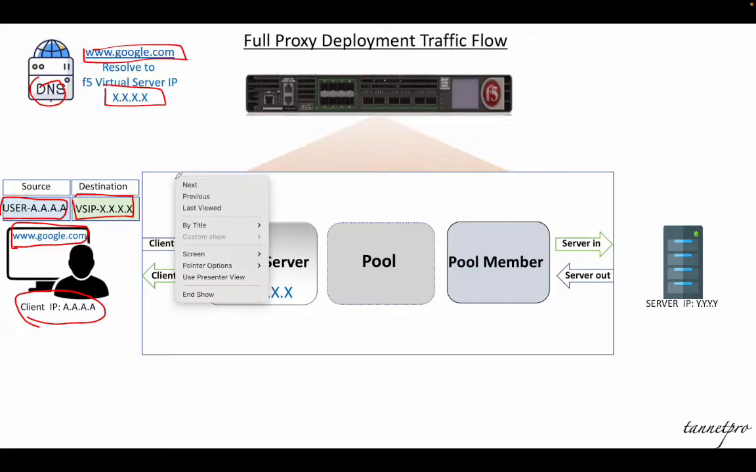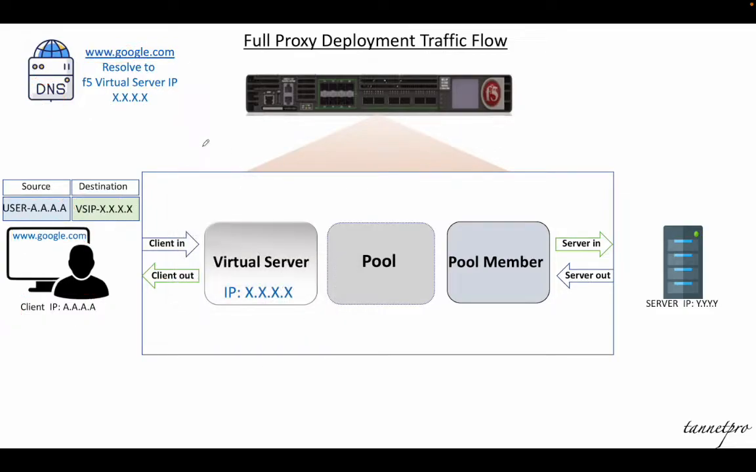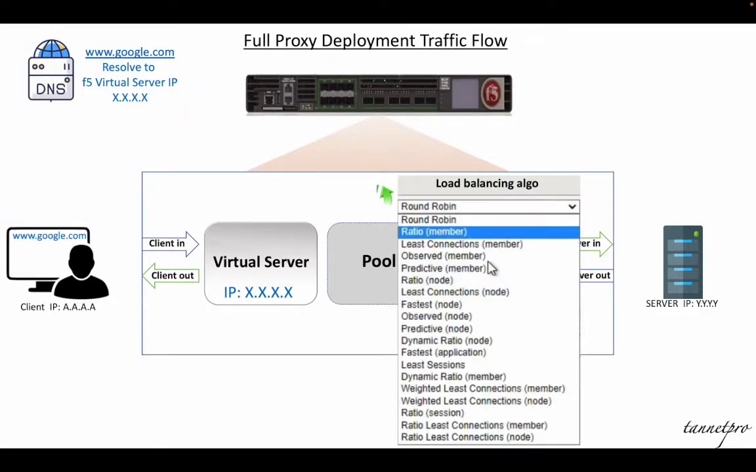Understandable, right? I hope this part is clear. Source is AAA, which is the client. Destination will definitely be the virtual server address. Then it will send the traffic to your virtual server. The virtual server sends it to the pool, which runs its own algorithm. Try to understand this part: it runs the load balancing algorithm, whatever you have configured. So you have to configure the load balancing algorithm.